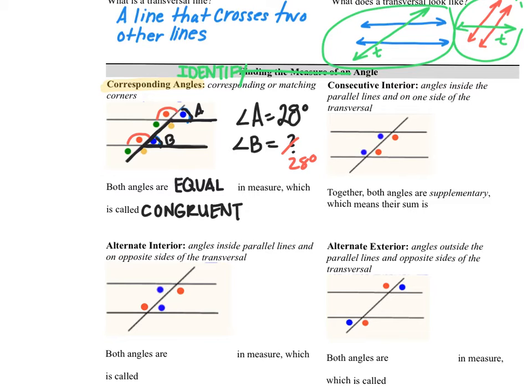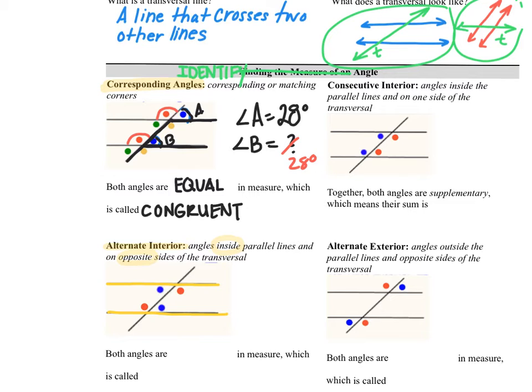Let's talk about alternate interior angles. Okay, interior always means inside, right? Inside. And alternate means opposite. So that's important to know. Okay, so let's go ahead and look at these. It says they are inside parallel lines and opposite sides of the transversal. So they have to be inside the parallel lines. Okay, here's the parallel lines, right? You see those. And they have to be opposite one another.